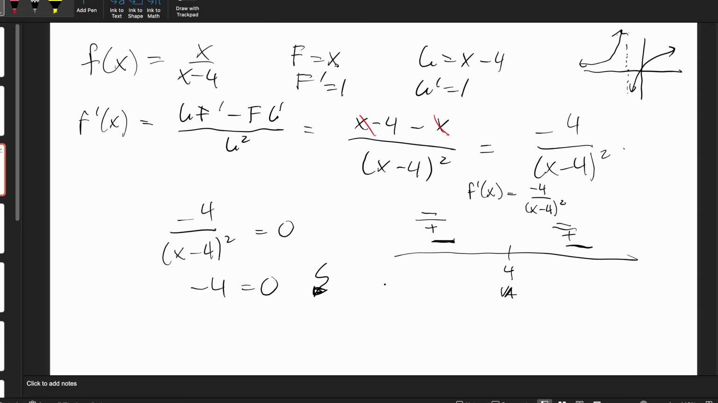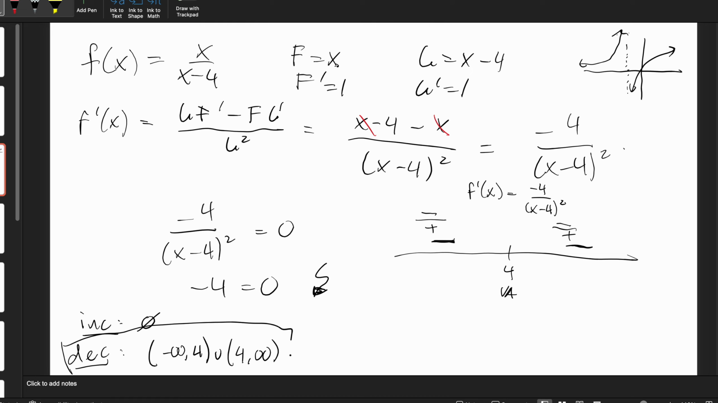Good. So actually, where is the function increasing? It's never increasing. So I write the empty set. And where is it decreasing? It's decreasing from minus infinity to 4, union 4 to infinity. Good. Let me actually just box the whole thing. So that'll be our answer for number E.